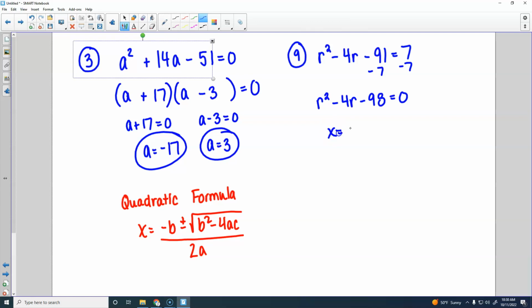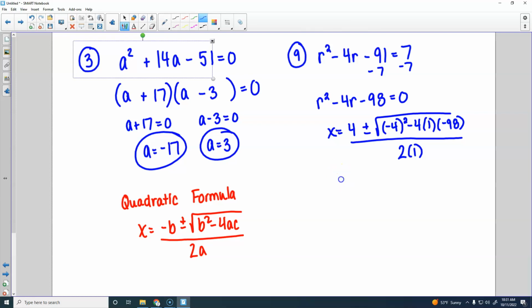So we'll get x equals opposite of b, so that's going to be 4, plus or minus square root b squared minus 4ac, so negative 4 squared minus 4 times 1 times negative 98, all over 2 times 1. You may use your calculator, but I want exact answers, so I still want the square root in your answer, unless it boils down to a whole number.